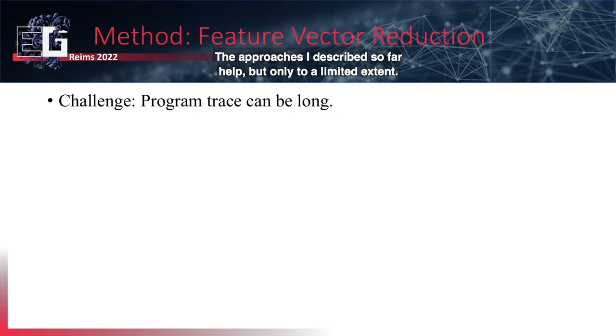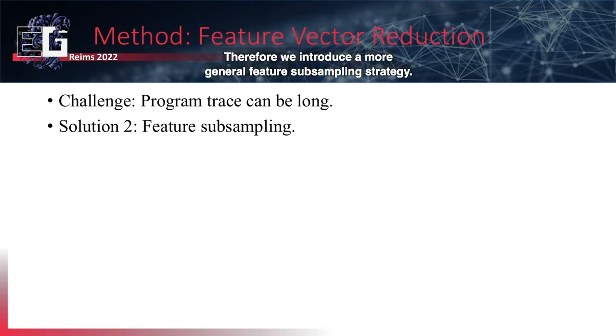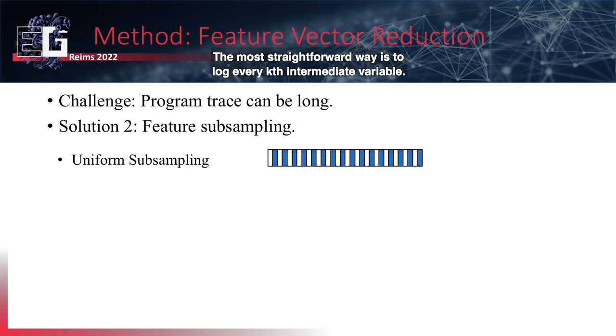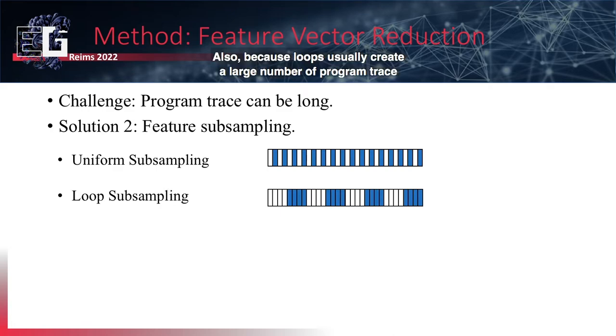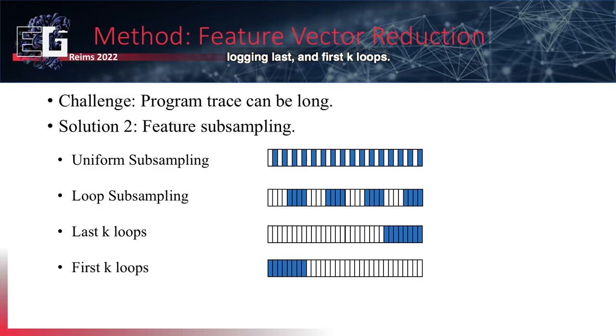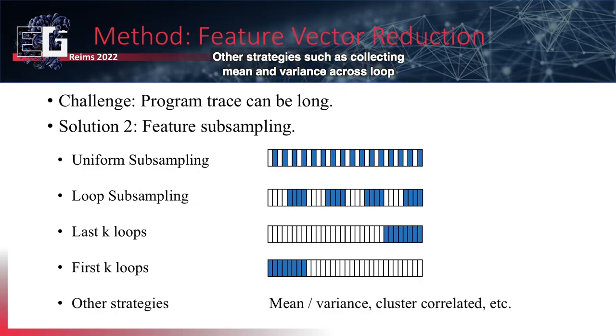The approach I described so far helps, but only to a limited extent. Therefore, we introduce a more general feature subsampling strategy. The most straightforward way is to log every k-th intermediate variable. Here, we are showing the entire program's computation as small cells, where only blue cells are logged. Also, because loops usually create a large number of program trace entries, we explore a variety of subsampling rules specific to loop iterations, such as loop subsampling that logs every k-th iteration, or logging the last and first k loops, or other strategies such as collecting mean and variance across loop iterations, or clustering program trace entries based on their correlations.